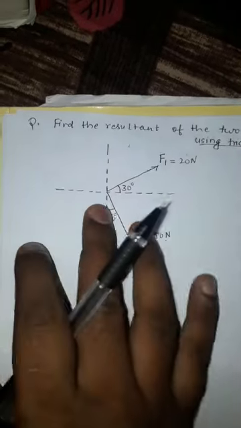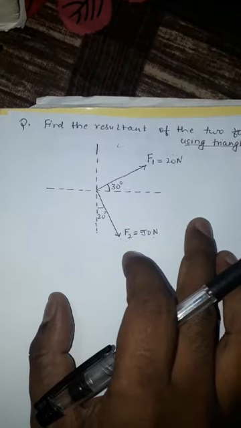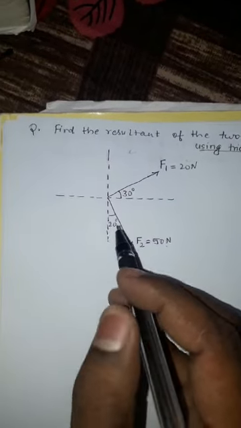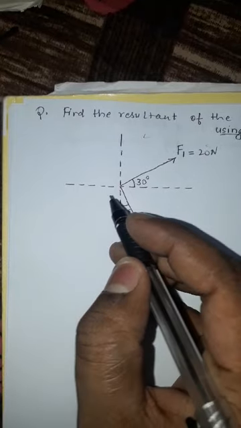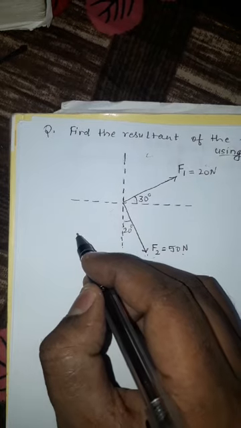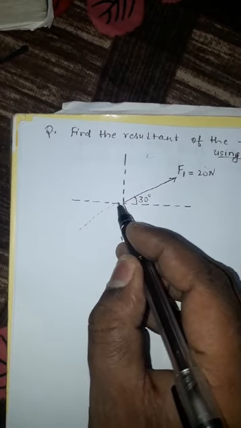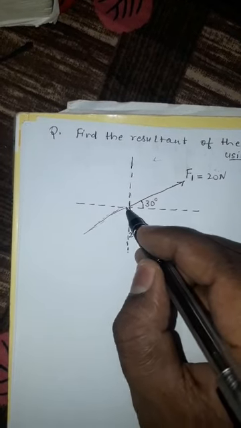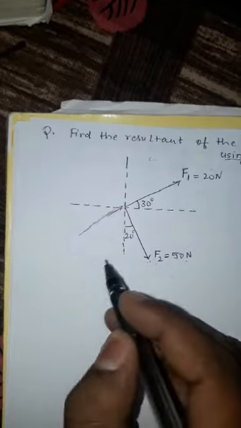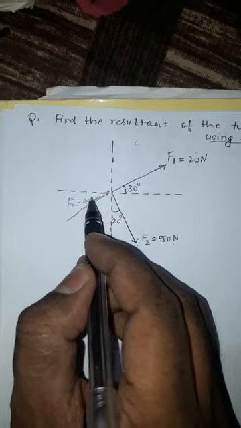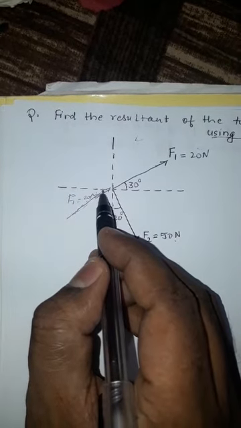Okay, so now to apply the sine rule or cosine rule of a triangle, first of all I have to convert these forces into a triangle. For that I am just transferring the line of action of this force F1 in this direction. So I am going to transfer it like this. And this will become F1 equal to 20 Newton. So this will be the arrow.